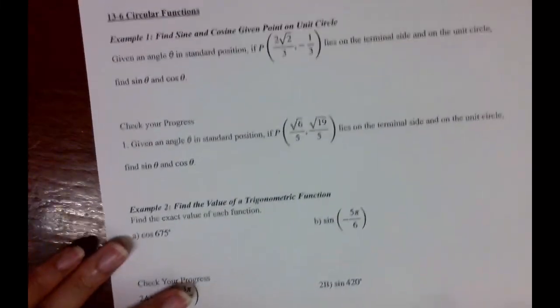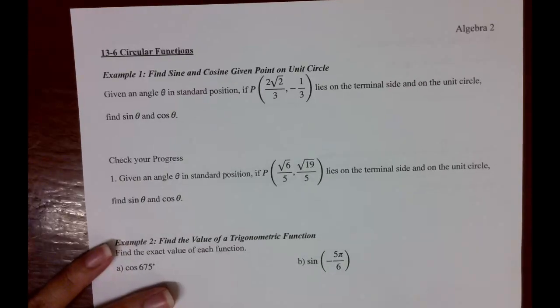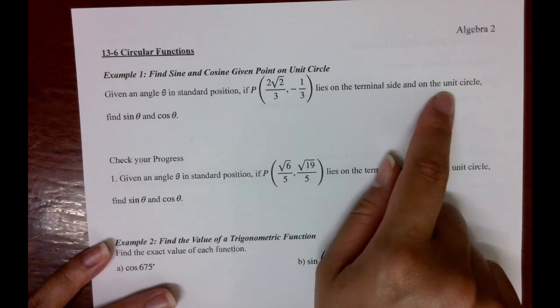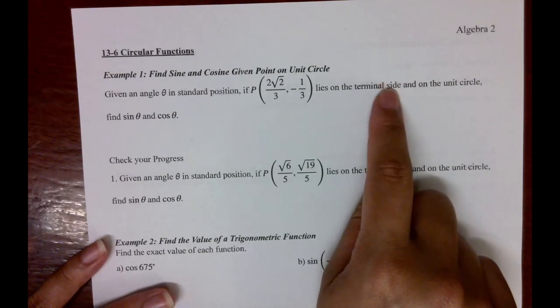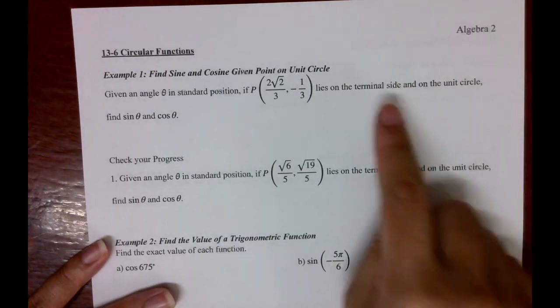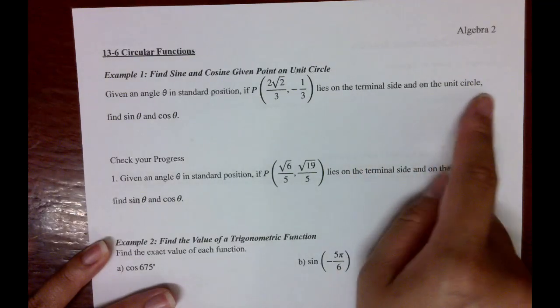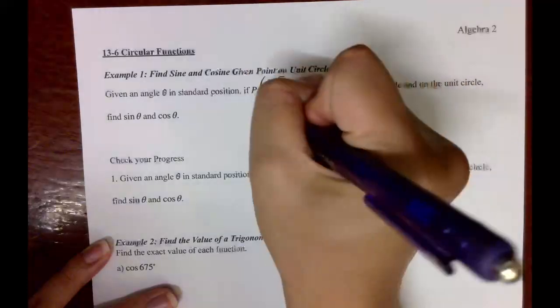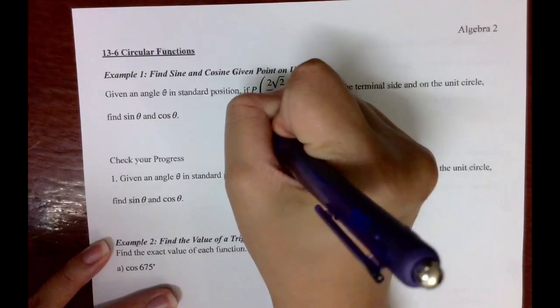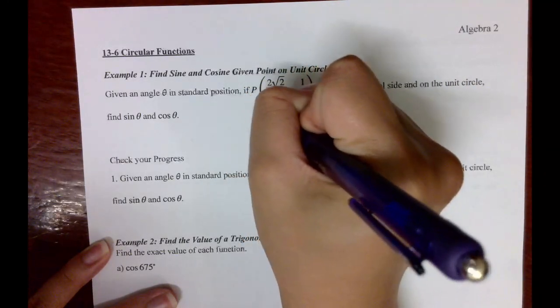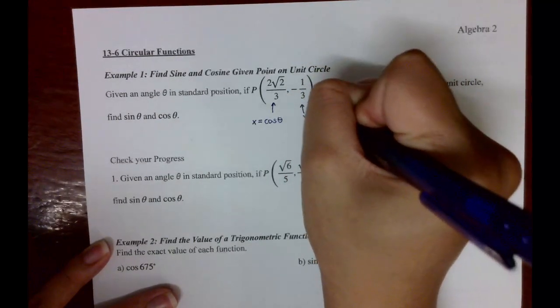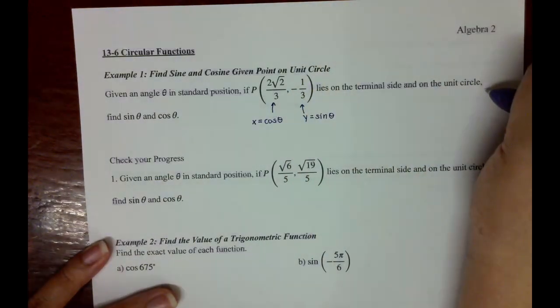Given an angle theta in standard position, if P, given by these two coordinates, lies on the terminal side and it's on the unit circle, find sine theta and cosine theta. Nice and easy. Since this is x, this will be cosine theta, and since this is y, this will be sine theta, because it's on the unit circle.